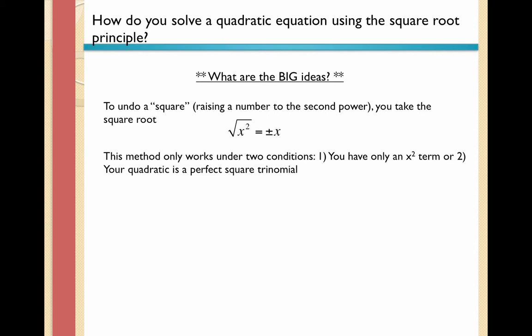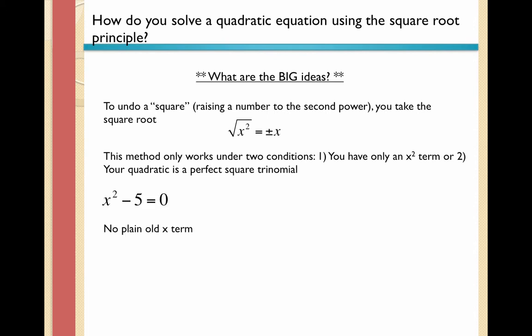Another idea to keep in mind is that this method only works under two conditions. One is that you have only an x squared term, in other words, you have no x term. Or your quadratic is a perfect square trinomial. And we'll look at examples of both of those.